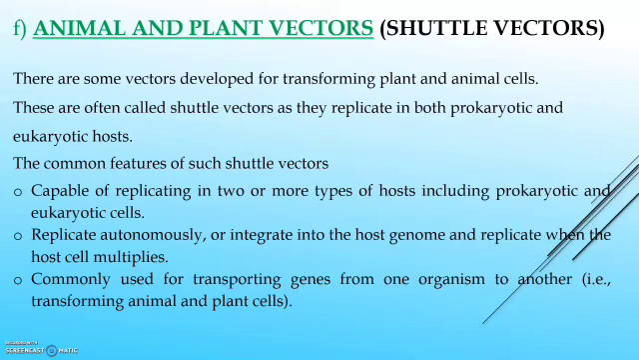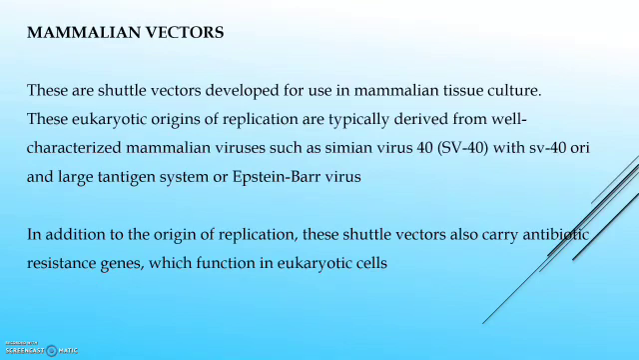One such group of shuttle vectors is mammalian vectors. These are the vectors developed for use in mammalian tissue culture. These eukaryotic origins of replication are typically derived from well-characterized mammalian viruses such as simian virus 40, with the SV40 ori and large T antigen system, or Epstein-Barr virus. At present, retrovirus-based vectors are the most commonly used vectors for cloning genes in mammalian cells. In addition to the origin of replication, these shuttle vectors also carry antibiotic resistance genes which function in the eukaryotic cells. And finally, artificial chromosome vectors have been developed for use in mammalian cells, known as mammalian artificial chromosomes, also known as MACs.